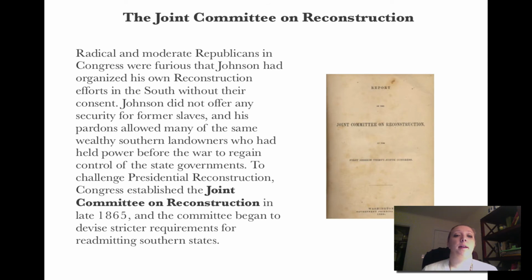Radical and moderate Republicans in Congress were furious that Johnson had organized his own Reconstruction efforts in the South without their consent. Johnson did not offer any security for former slaves, and his pardons allowed many of the same wealthy Southern landowners who had held power before the war to regain control of the state governments. To challenge presidential Reconstruction, Congress established the Joint Committee on Reconstruction in late 1865, and the committee began to devise stricter requirements for readmitting Southern states.